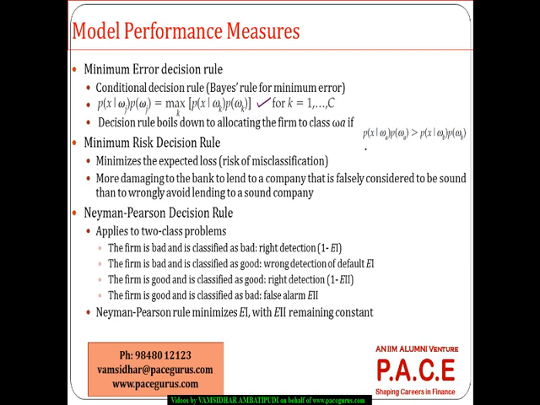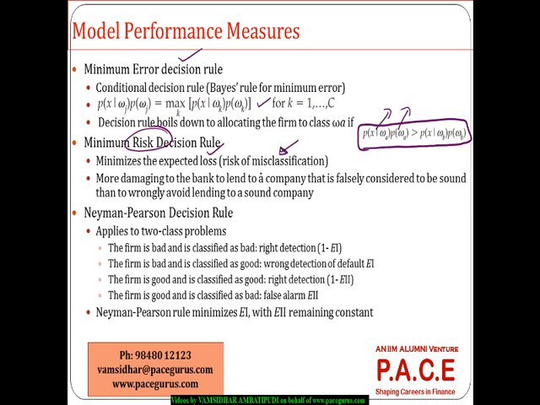So basically I am looking at this computation: the likelihood multiplied by the probability of occurrence. Whichever has the highest, I will classify that particular variable or risk into that group using the minimum error decision rule. But on the other side, I can apply a minimum risk decision rule, where my intention is to minimize the expected loss or the risk of misclassification.